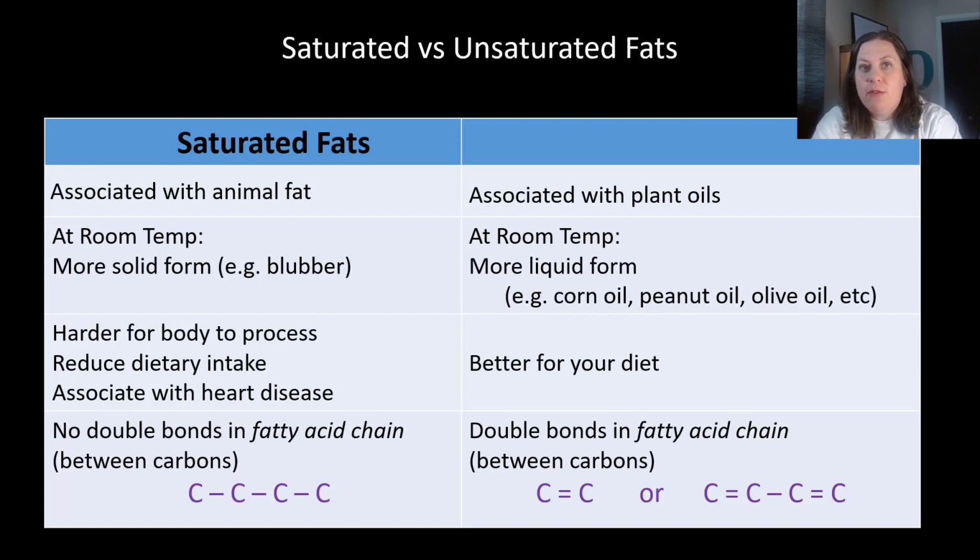So these are going to be harder for your body to process. So we should try to reduce them in our dietary intake. It does not mean cut them out completely, but we shouldn't be using them all the time when we cook. And the reason being is they are associated with heart disease.